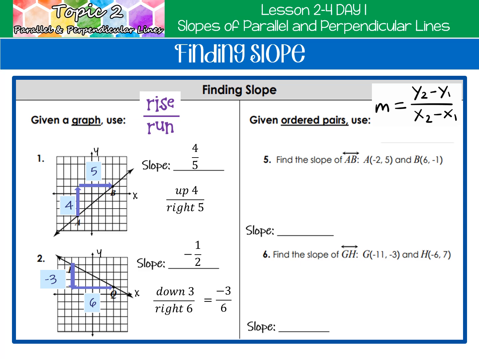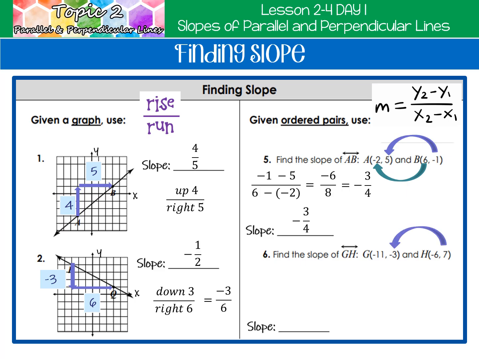For ordered pairs, we're going to need to use a formula. We subtract the y's on top and the x's on the bottom. So negative 1 minus 5 over 6 minus negative 2. Simplify, we get negative 3/4. Next one, change in y over change in x: 7 minus negative 3 over negative 6 minus negative 11. Be careful with all the minus and negative signs. You get 10 over 5, which is 2.